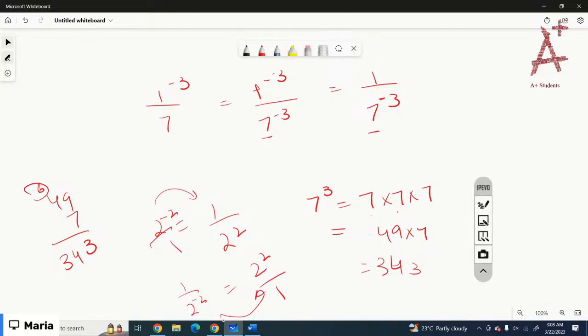So what I did, we know that the negative 3 is the exponent of both numerator and denominator. So 1 exponent negative 3 is 1. 7 exponent negative 3, you have to write down the positive exponent, so shift from denominator to numerator. It would be then 7 exponent 3. You need to do 7 times 7 times 7. That would be 343.